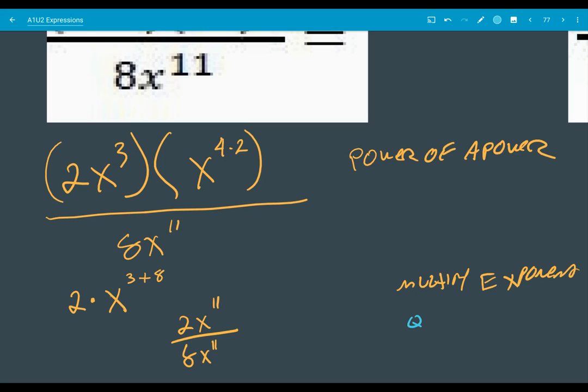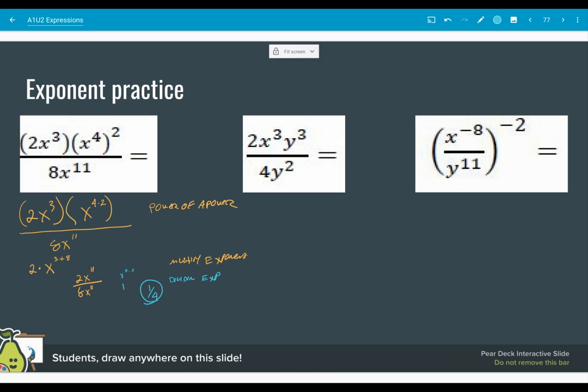And then we look at dividing exponents, which says we subtract. So this is x to the 11th minus 11. So that goes away, because this becomes 1, because it's x to the 0 power. So we're left with 1/4 is what that one simplifies to.